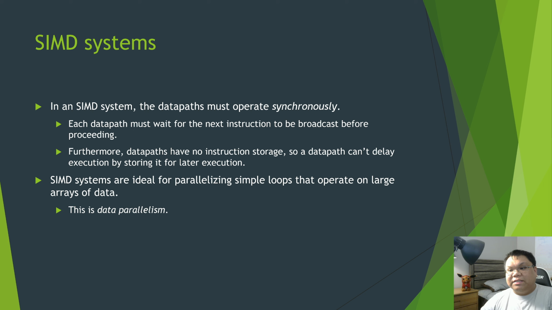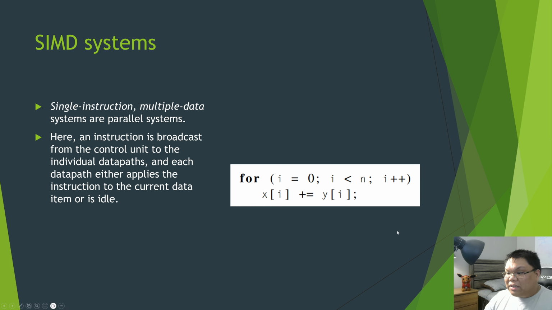In an SIMD system, the data paths must operate synchronously, so each data path must wait for the next instruction to be broadcast before proceeding. So imagine there were extra steps to this line of code, to this for loop here. My point is, each core cannot proceed on its own. They must proceed all together.